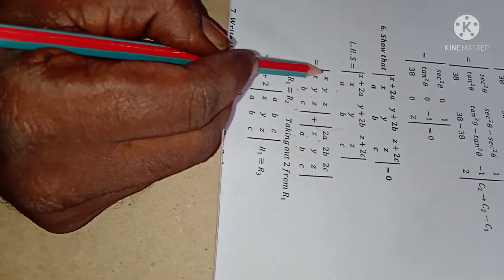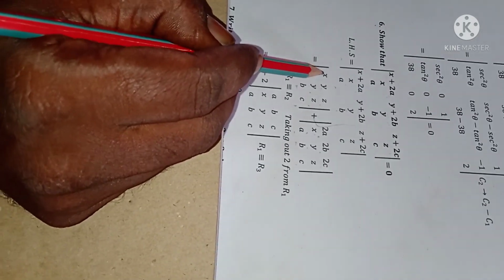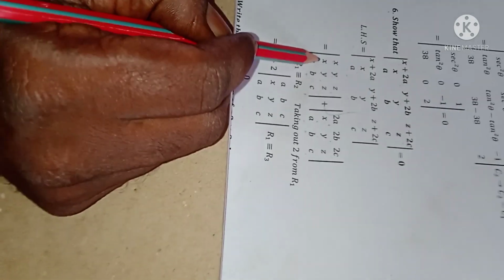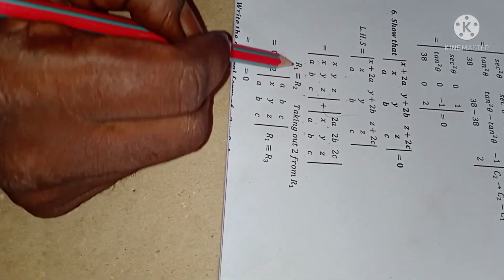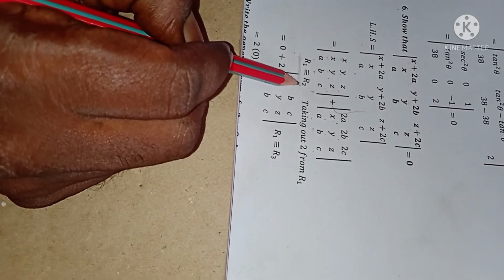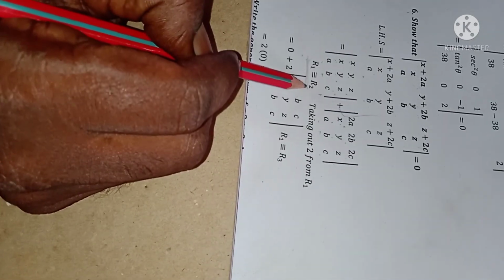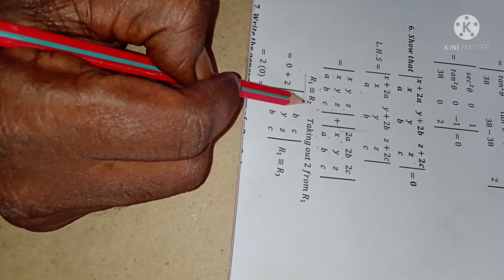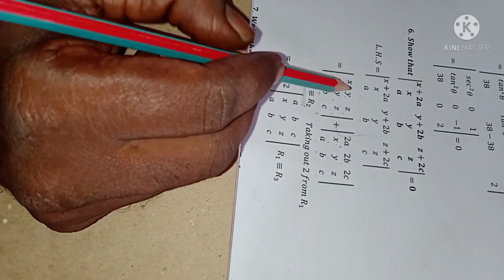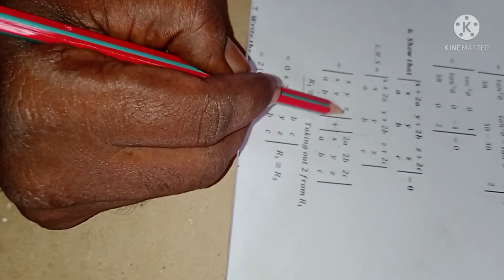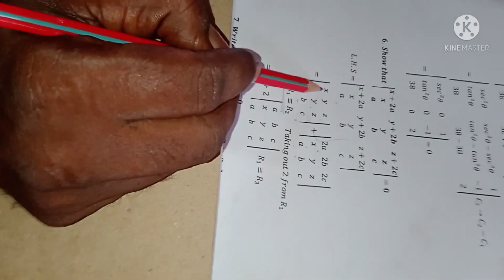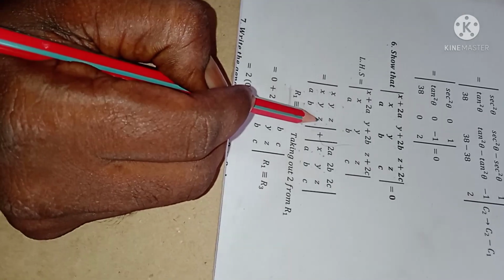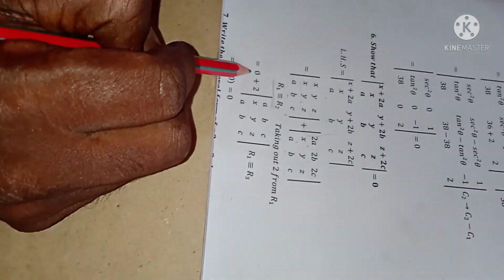Now look at the first row. What is the first row? x, y, z. And the second row is also x, y, z. So two rows are identical. Therefore the value of the determinant is 0. I already told you property 3: if any two rows are identical, then the value of the determinant is 0. In this case the first row and second row are identical, therefore the value of the determinant is 0.